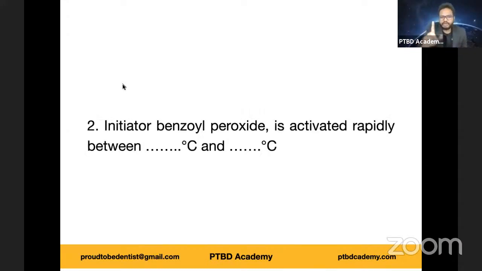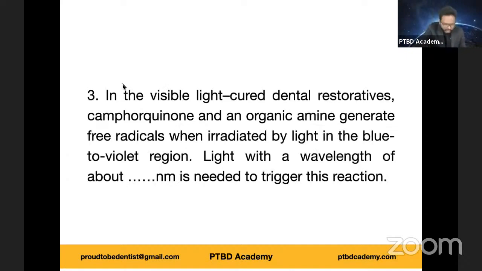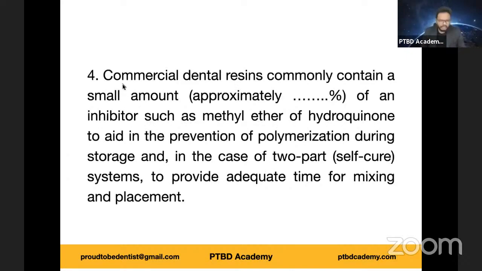Before that, I wanted to highlight one point. Initiator benzoyl peroxide is activated rapidly within 1500 degrees centigrade, as you rightly mentioned. This leads to release of 2 free radicals per benzoyl peroxide molecule. Keep that in mind. So with this initiation, of course, we need free radicals to initiate the reaction. So 2 free radicals per benzoyl peroxide molecule are released. Okay, now let's move on to the fourth question.